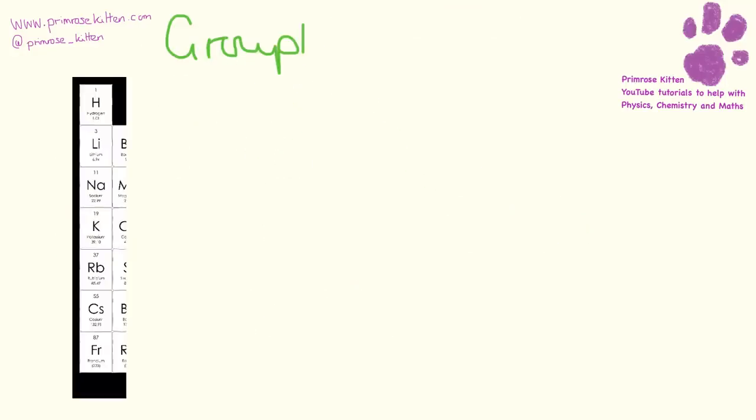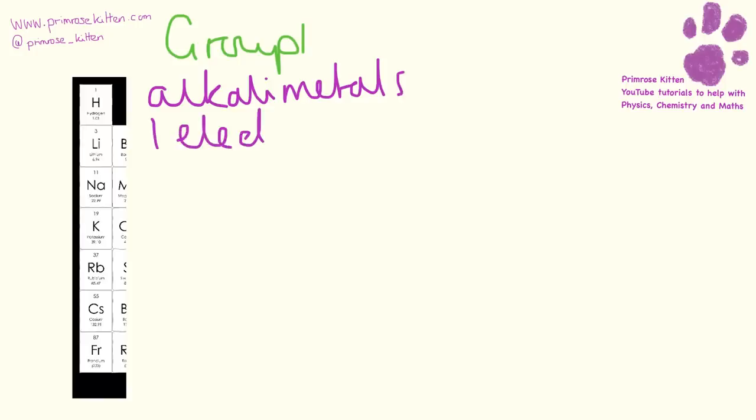The group 1 metals are right over on the left hand side of the periodic table, and this is also known as the alkali metals. They are group 1 because they have 1 electron on their outer shell. And hydrogen is there at the top, but it shouldn't really be there. We're really looking at lithium, sodium, potassium, rubidium, cesium, and francium.